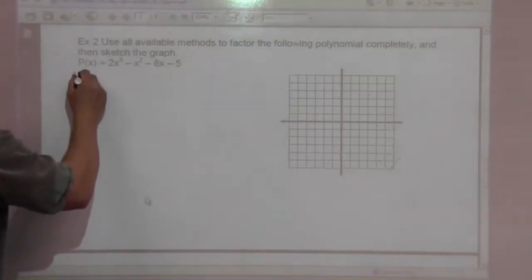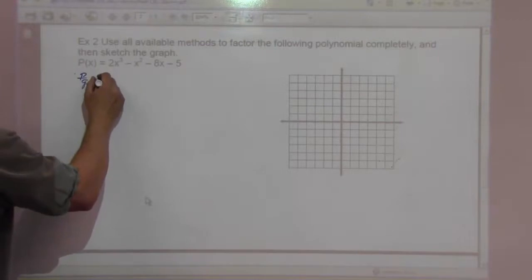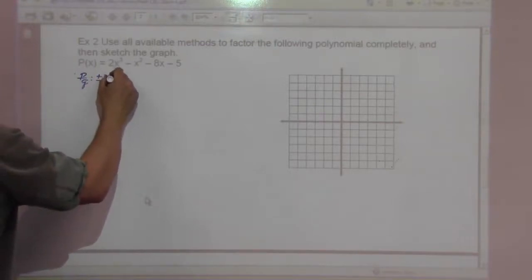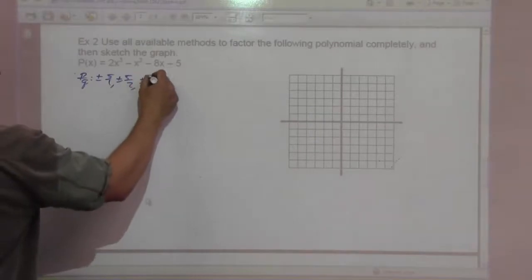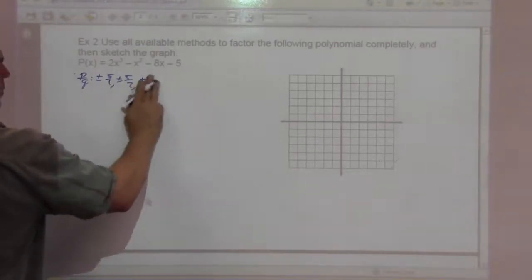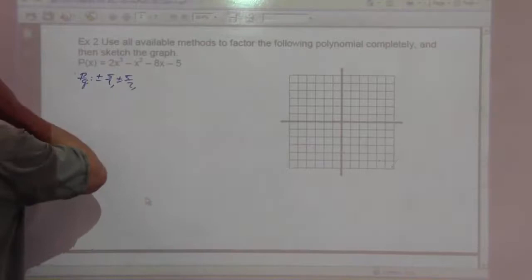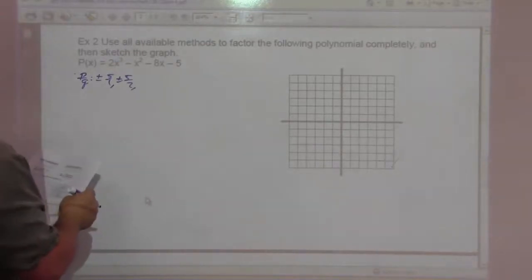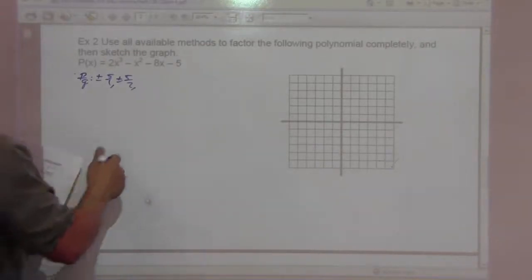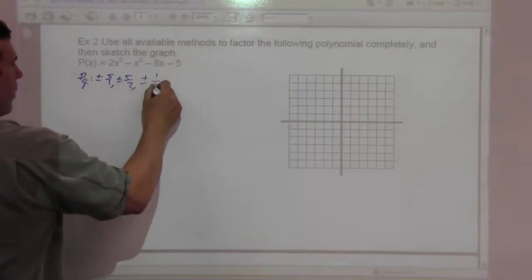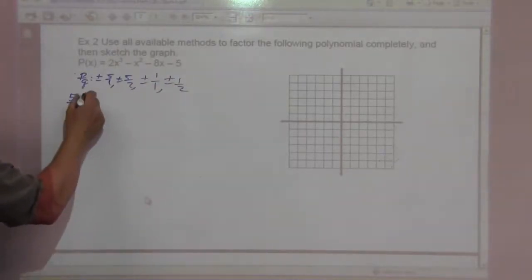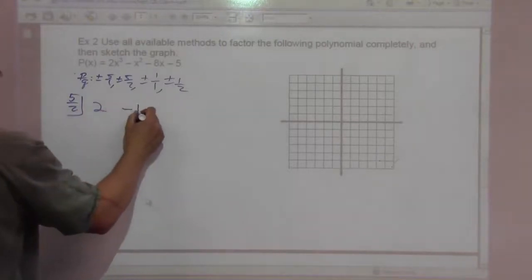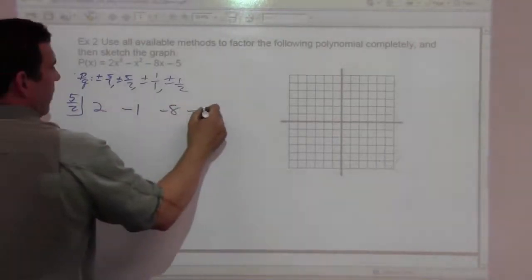So if we look at our p over q's, we're looking at plus or minus 5 over 1, 5 over 2, 2 over 1... no. Well, that's just it, 5 over 1 and 5 over 2. Well, I guess I could say plus or minus 1 over 1, 1 over 2. Let's just try our 5 over 2, with 2, negative 1, negative 8, and negative 5.